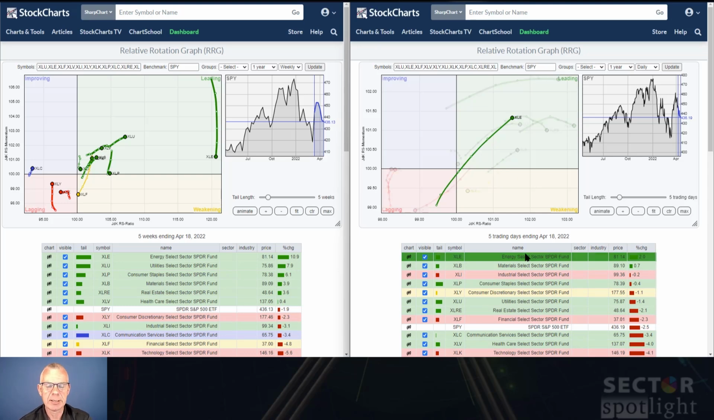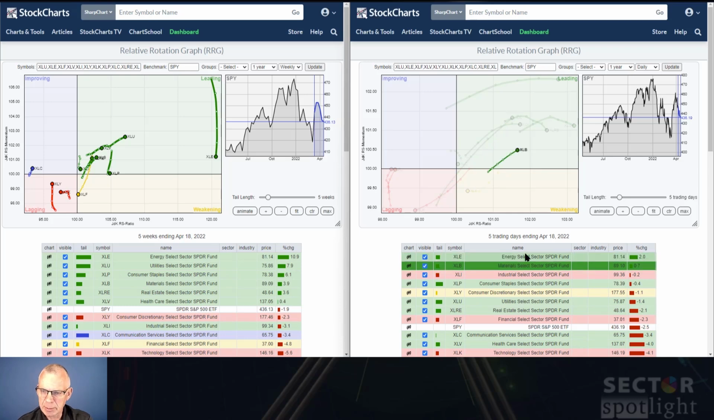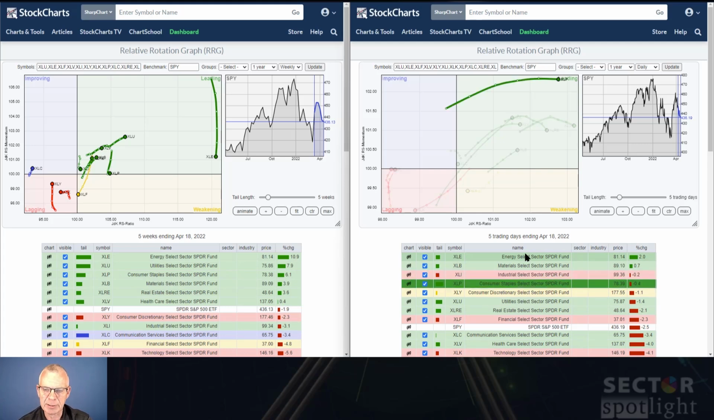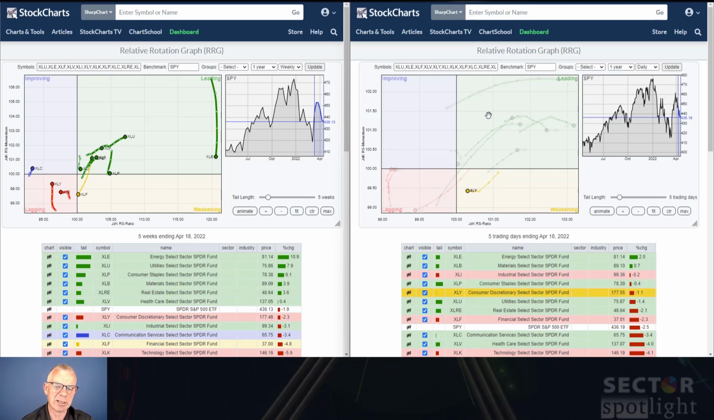So we got energy, obviously a very strong tail, straight through the middle, into the leading quadrant. Materials holding up very well. Industrials picking up, but very low on the RS ratio scale, so remains in negative. Staples strongly inside the leading quadrant, very high relative momentum, one of the highest on RS ratio. Discretionary inside weakening, rotating lower and towards lagging. Utilities still strong, losing a little bit of momentum. Real estate still strong. Financials picking up, but way to the left.